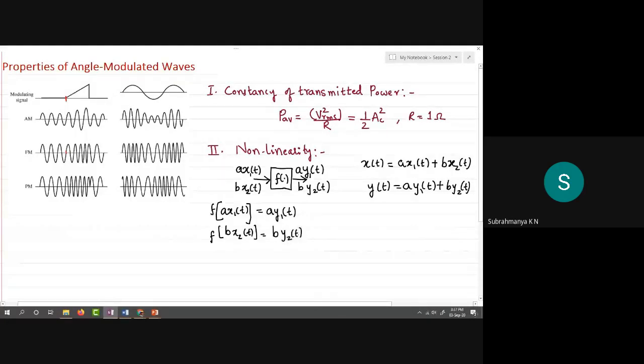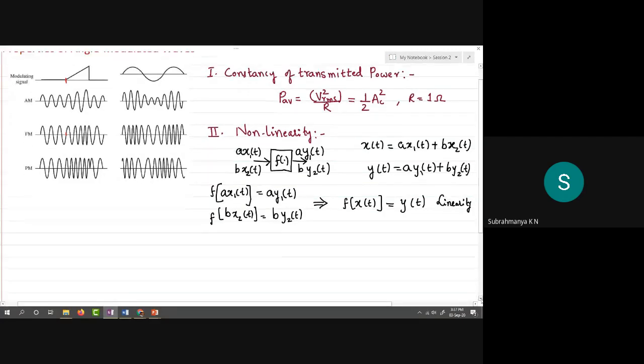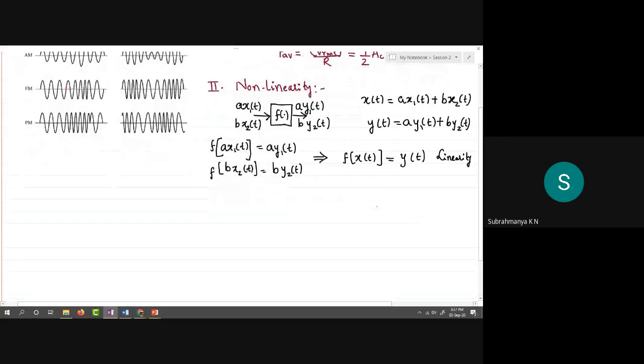Then if it is linear, the function which takes x of t, which is a linear combination of x1 of t and x2 of t, must give the output y of t. Hope that is clear. So this is the property of linearity, and any system which doesn't obey this kind of property is nonlinear.